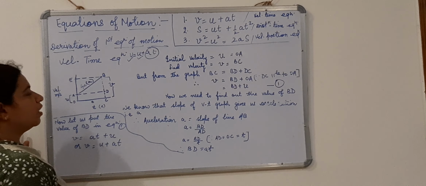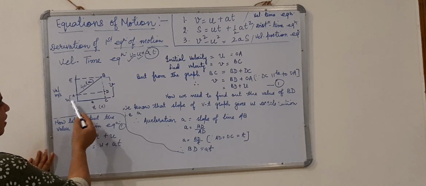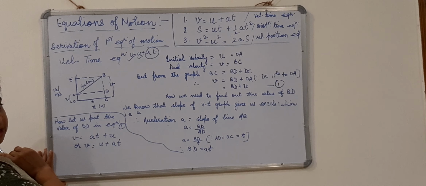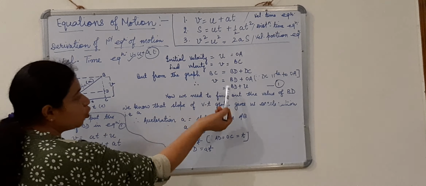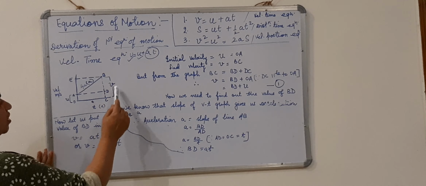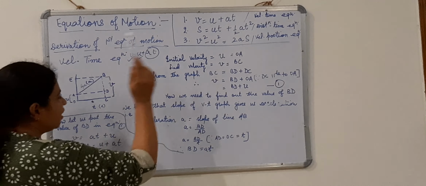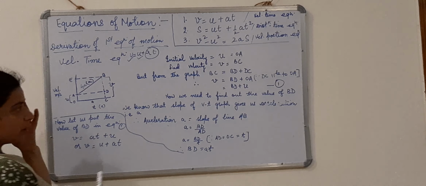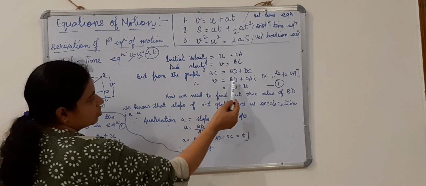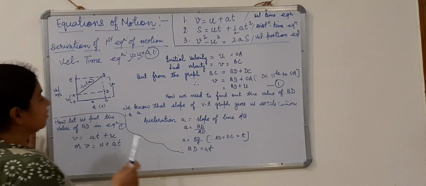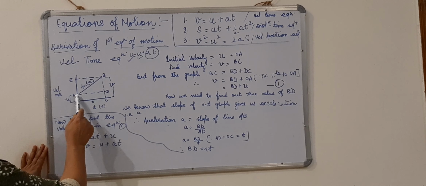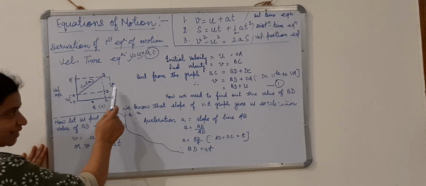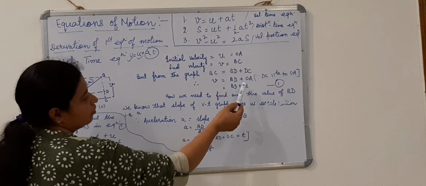Now we know, from this graph it is very clear, I have already told you what these symbols mean. U is the initial velocity. What will be the initial velocity? OA. And the final velocity is BC, that is equal to V. Now BC is equal to BD plus DC. V is equal to BD plus DC. DC is parallel to OA, so whatever the value of OA, that will be the value of DC. So I am going to put the value as U.